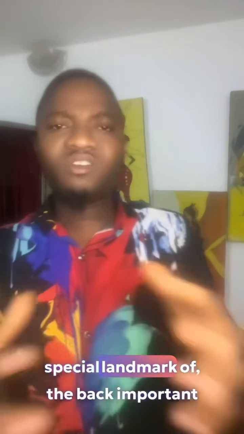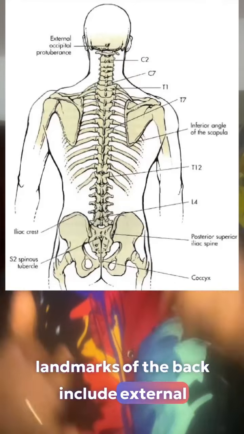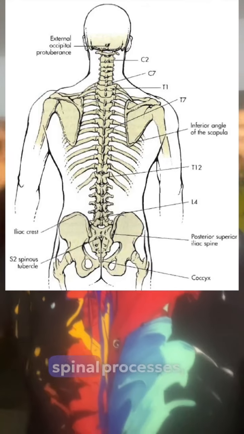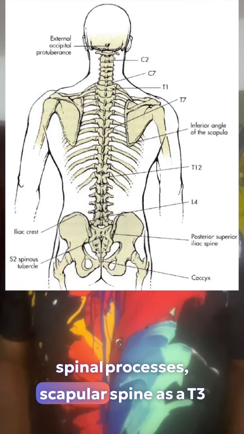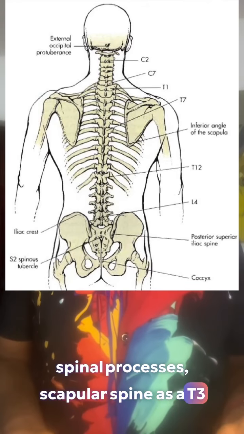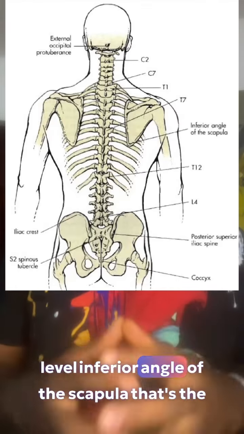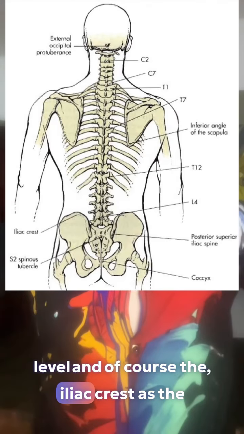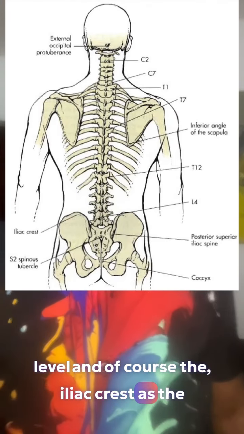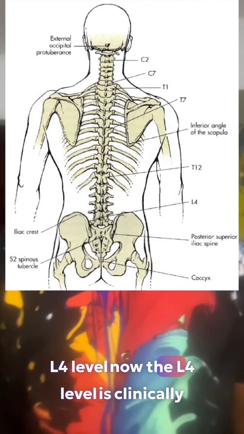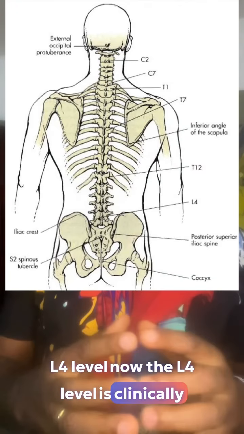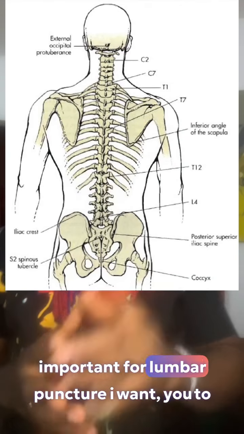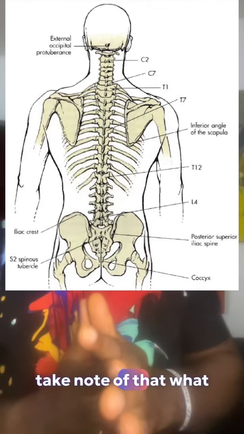Now, what are the surface landmarks of the back? Important landmarks of the back include the external occipital protuberance, spinous processes, the scapular spine, that's the T3 level, the inferior angle of the scapula, that's the T7 level, and of course the iliac crest, that's the L4 level. The L4 level is clinically important for lumbar puncture. I want you to take note of that.